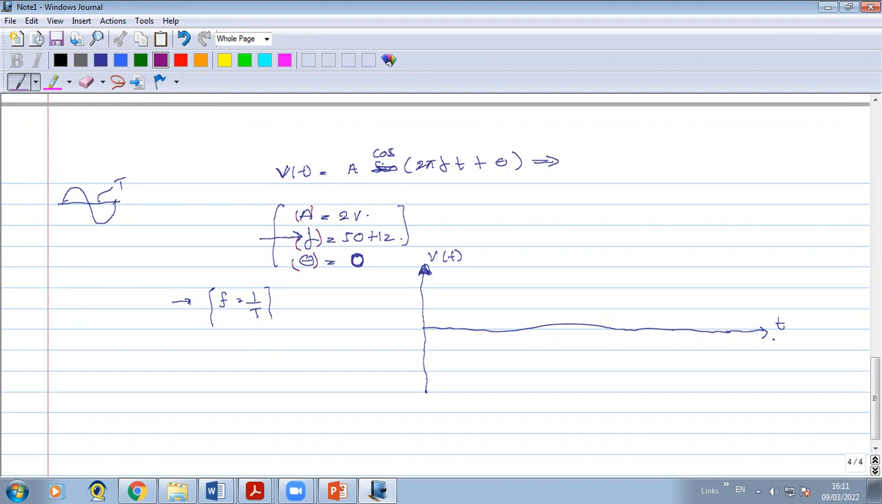So I will get V(t) equal to, with A equal to 2 volts, so it is 2 cos(2π times 50 hertz t plus 0). Zero means there is no value. You can see that this is a cos signal. If theta is 0, you will have cos 0, and we have seen that cos 0 is equal to 1. I have told you that if it is a cos signal, we will start at 1, like this.